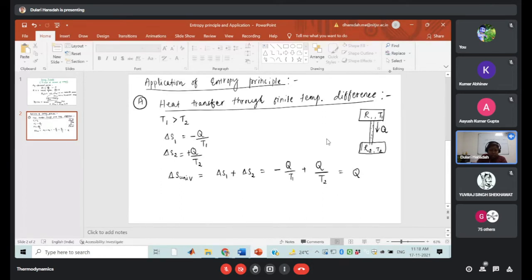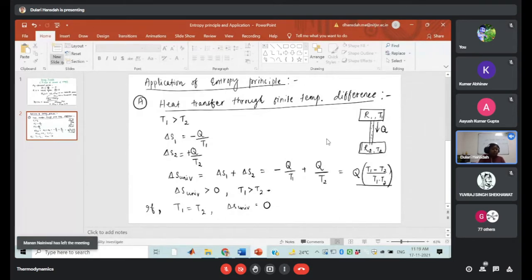we can take the common Q outside. Then we get T1 minus T2 over T1 into T2. Okay, got my point? So this will be the final term. If you observe, delta S universe becomes a positive quantity, which means it is greater than 0. So we can conclude that the entropy of the universe will increase in this case. As we have T1 greater than T2, delta S universe will be greater than 0. If T1 is equal to T2, then delta S universe will be 0. So this will be the reversible process. Okay, so this is one example.